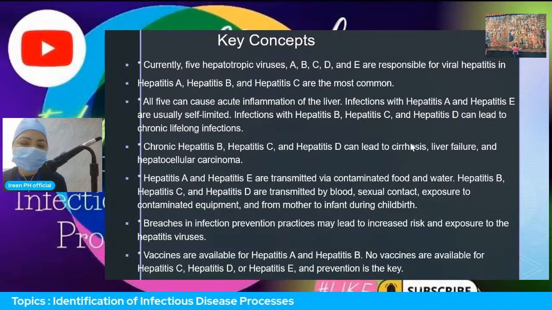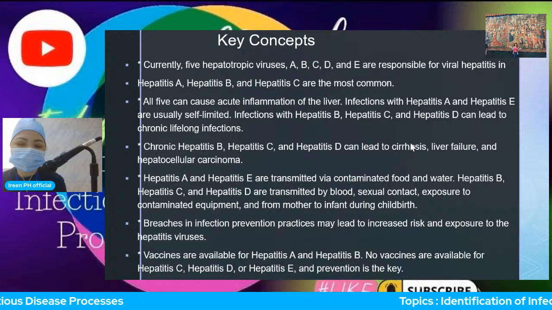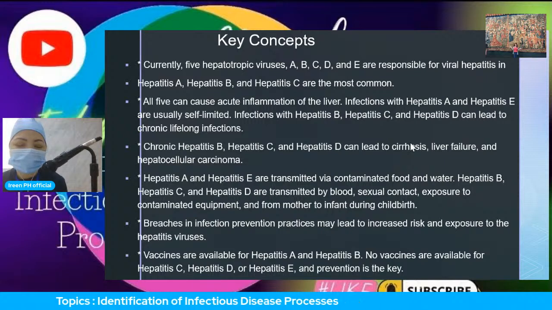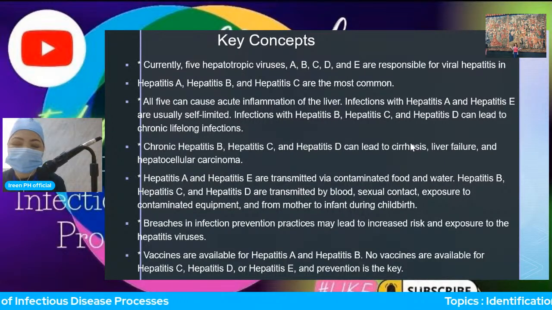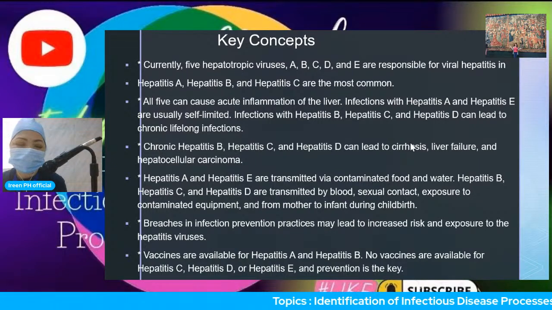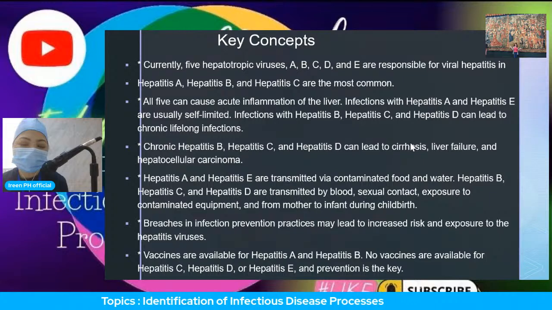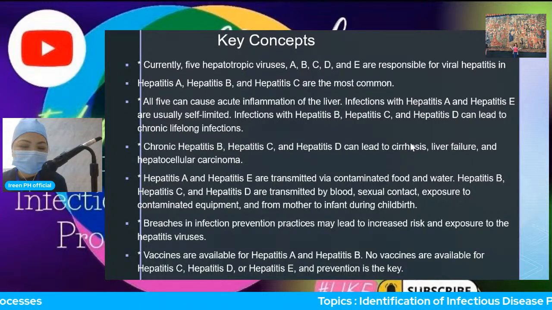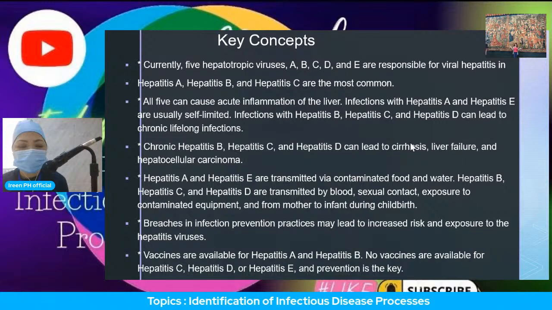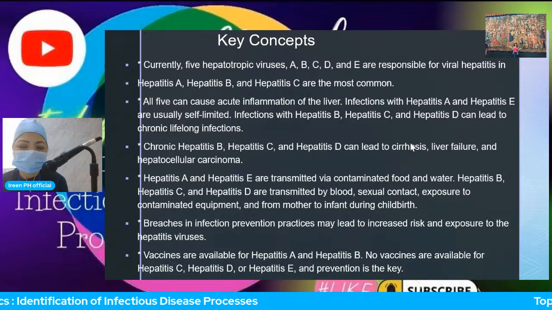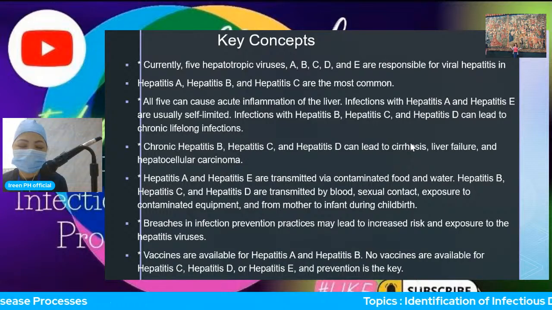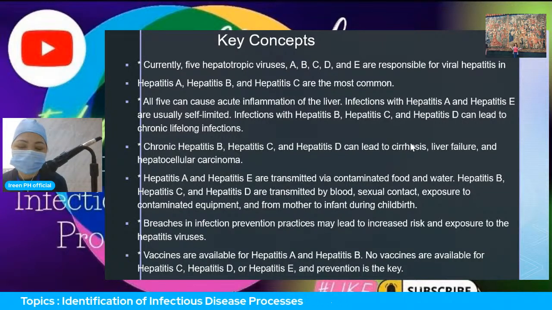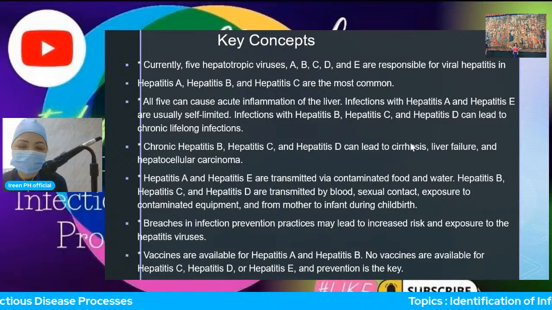Hepa A and Hepa E are transmitted via contaminated food and water. Saan nakukuha? Sa tubig at sa pagkain. Hepa B, Hepa C, and D are transmitted by blood, sexual contact, exposure to contaminated equipment, and from mother to infant during childbirth. Breaches in infection prevention practices may lead to increased risk of exposure to the hepatitis viruses.